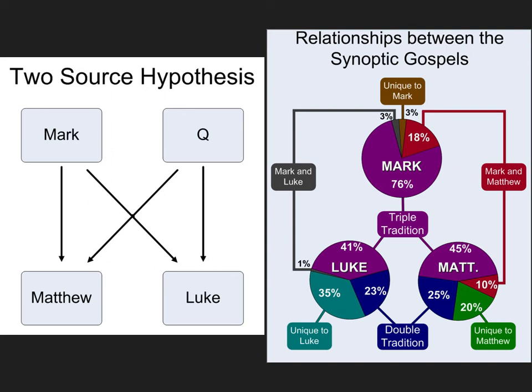Now, that double tradition there in dark blue, 23% of Luke and 25% of Matthew, comes from that double tradition. That double tradition is the Q source. That's where we believe that Matthew and Luke are using another shared source. So there is a section of Matthew, 10% of Matthew, where he uses Mark, and Luke doesn't use that section of Mark at all. So Matthew actually uses more of Mark than Luke does. And where Luke uses Mark and Matthew doesn't, that's just a very small section.